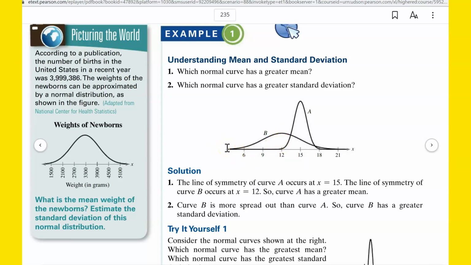Which one has a greater standard deviation? Curve B has a greater standard deviation because the curve is more spread out. Curve A is tighter, so it's going to have a smaller standard deviation.